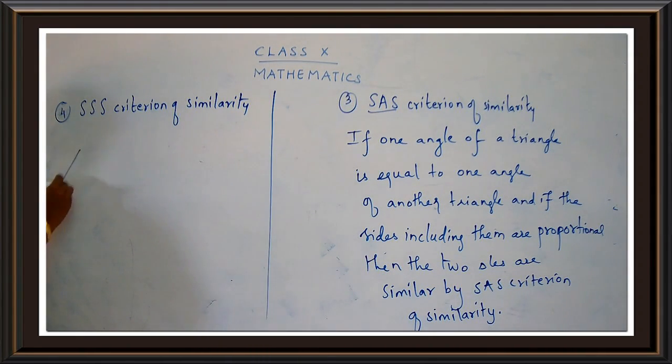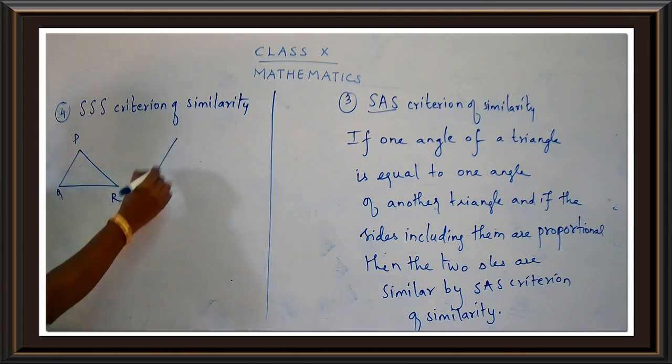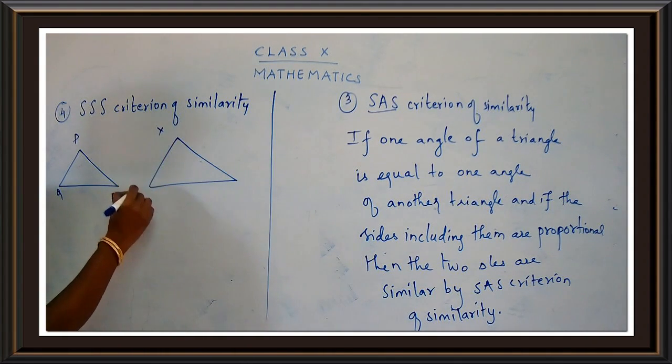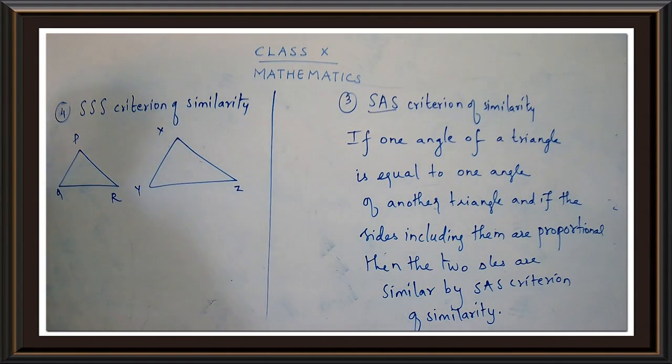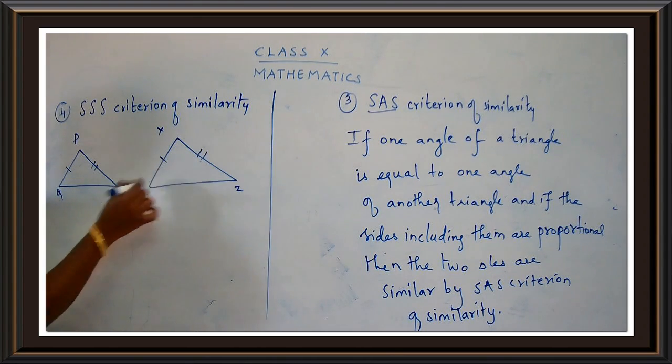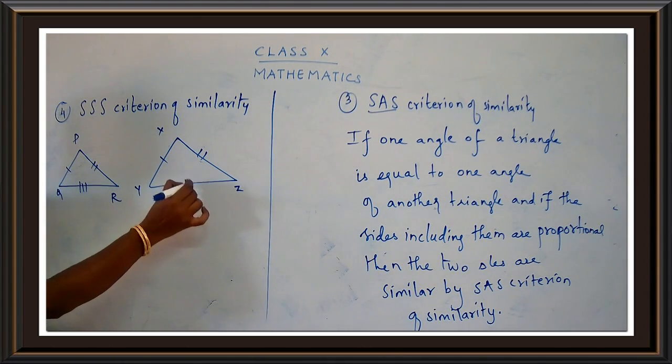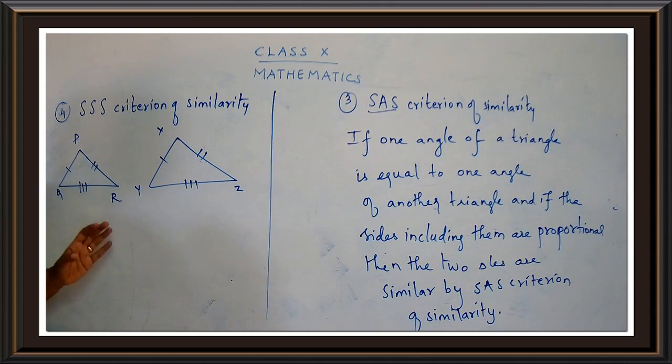So if you have two triangles, just observe here carefully, children. I just take P, Q, R, and I'll take X, Y, Z. I'm going to take two triangles as PQR and XYZ. Now here I say that PQ and XY are equal, PR and XZ are equal, and QR and YZ are equal. So this is how the figure is given to you, and now we are going to prove that these triangles are similar by SSS criterion of similarity.